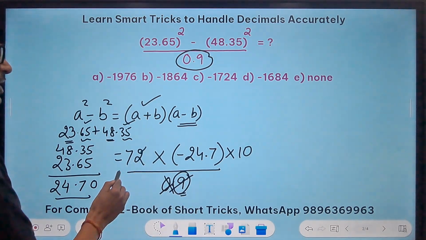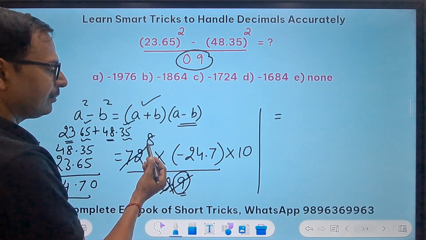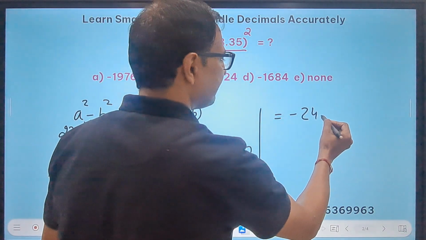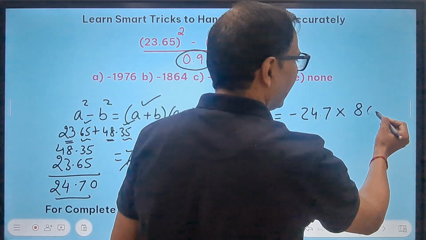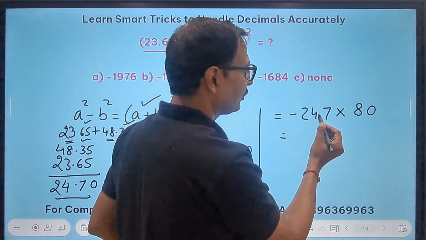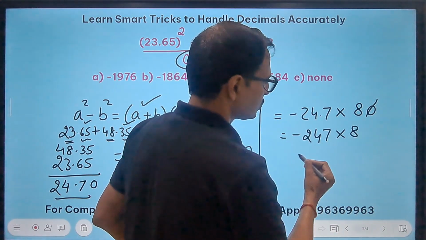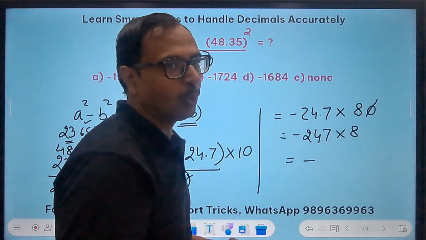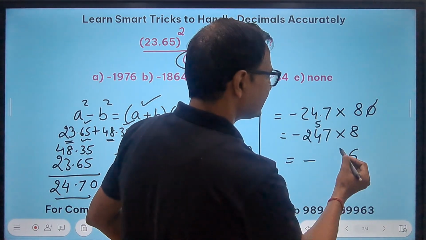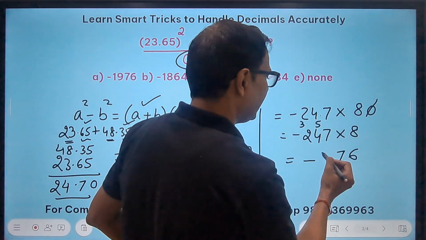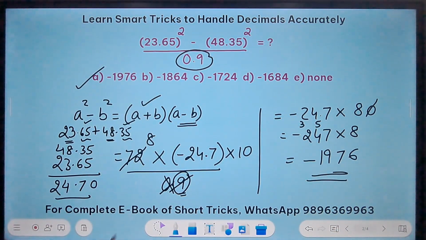And 9 cancels 72 exactly 8 times. So what I have to do is to multiply minus 24.7 by 8 into 10 is 80, and even for that also I can remove the decimal, get rid of this 0, so this will become 247 and then 8. So this is practically oral, no method used there. So 7 8s are 56, 6 5, 32, 37, 7 3 and 16, 19, 1 9 7 6 negative. That is the answer for the question and the answer is A.